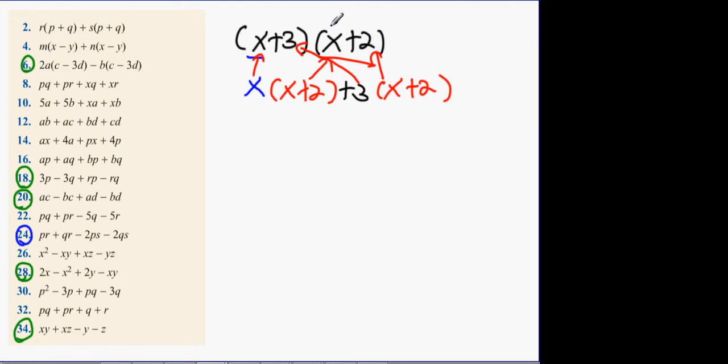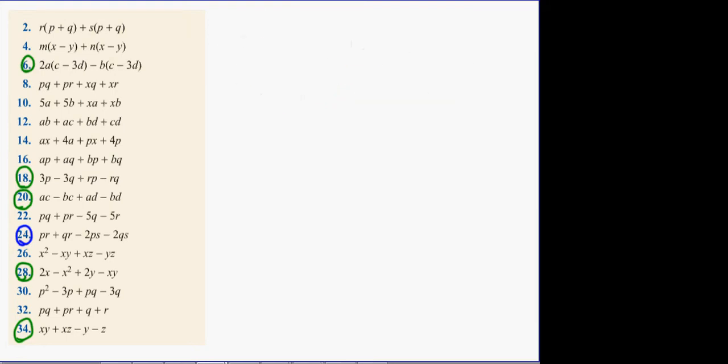Multiplying is when you expand the brackets, and factorizing is when you make it smaller, you put it back in. So what we're doing in this part here is we're factorizing, okay?